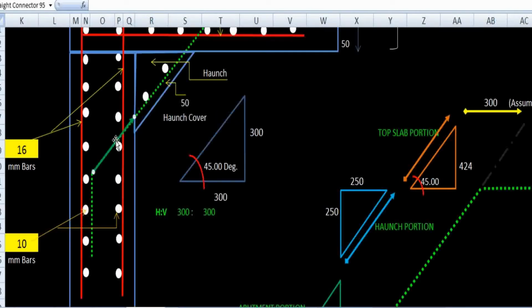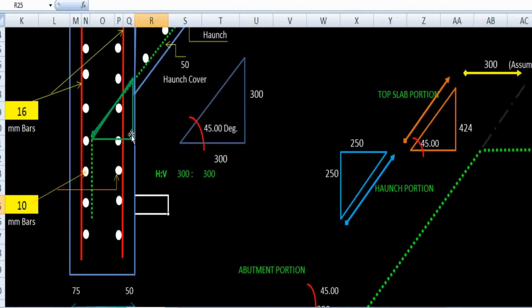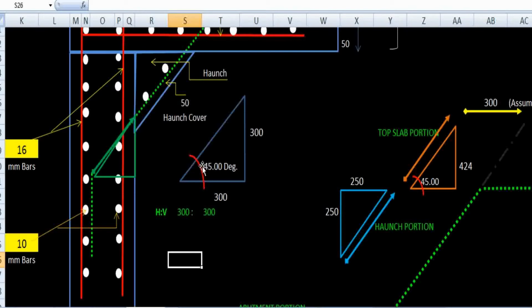From here to here I have to find the dimension. Okay, and we are considering a triangle. So here I am considering a triangle. This triangle is nothing but this hypotenuse portion, and we have to find out this dimension from here to here. Okay, so how can we achieve that? And we have the angle.